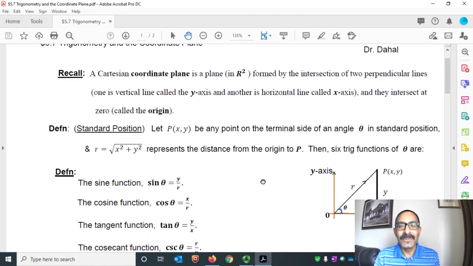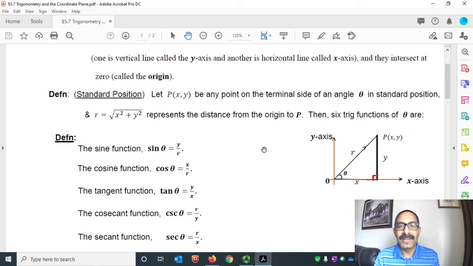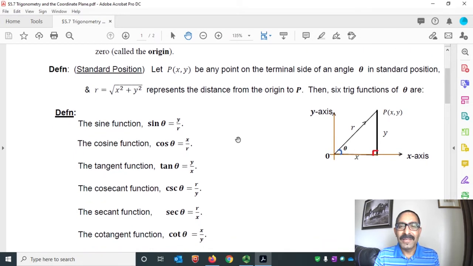Awesome. So now in this section we will define 6 trigonometric functions using these Cartesian coordinate planes. Remember, in earlier sections we defined those trigonometric functions using the unit circle. Next, definitions. Let P be any point on the terminal side of an angle theta in standard position. So that means P is a point in the plane which corresponds to the angle theta at the origin.